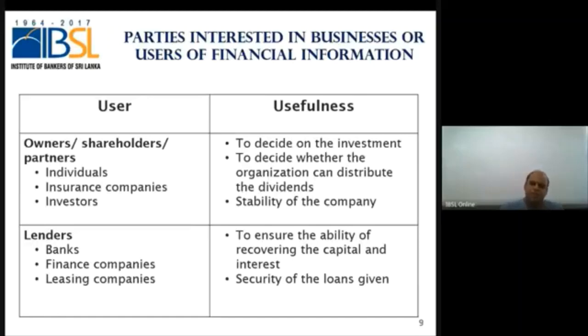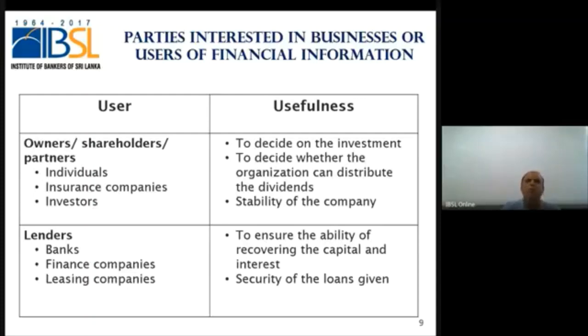Now, when you go and buy a product from a shop, you pay for it, you buy the product, and you might consume it. If the product is not usable, you might sometimes go back and return it. So you have that option. But when it comes to these owners, shareholders, or partners, they put money into a business. They can't go back and take their money unless they have a fair understanding of the business. What that means is, for every owner, shareholder, or partner to have a better understanding of the business, they need to have a fair knowledge of the financial information of the company.